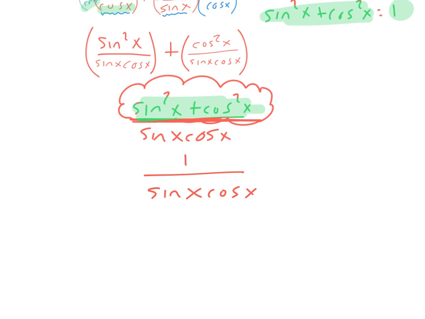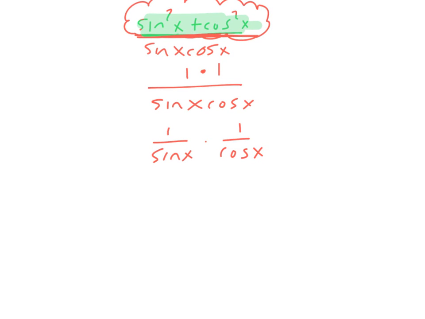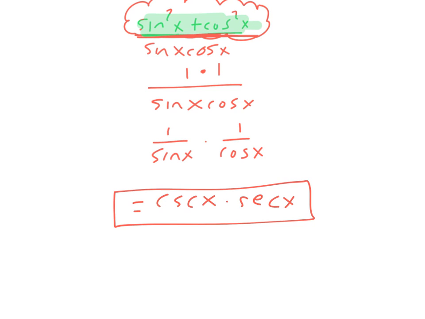And then, remember, we can multiply anything by 1. And so I'm going to split this one fraction into two fractions. 1 over sine of x times 1 over cosine of x. Wait a minute, we have names for those. 1 over sine of x is cosecant x. 1 over cosine x is secant x. And wouldn't you know it, that's exactly what we're trying to verify.